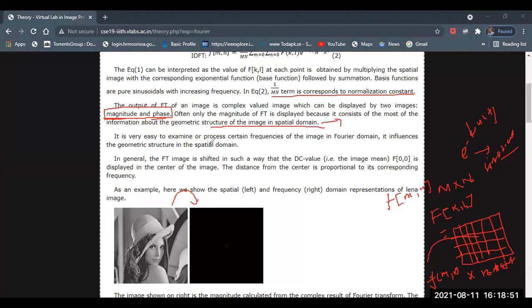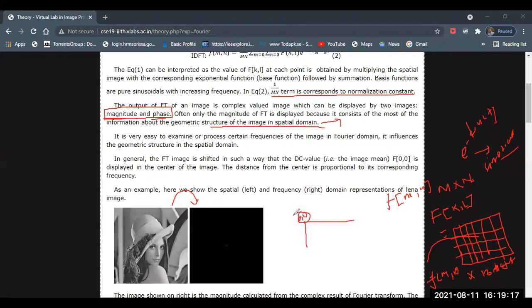In general, the Fourier transform image is shifted in such a way that the DC value, the image mean value F(0,0), is displayed in the center of the image. The distance from the center is proportional to the corresponding frequency. As we know, the image is basically represented by the origin (0,0).